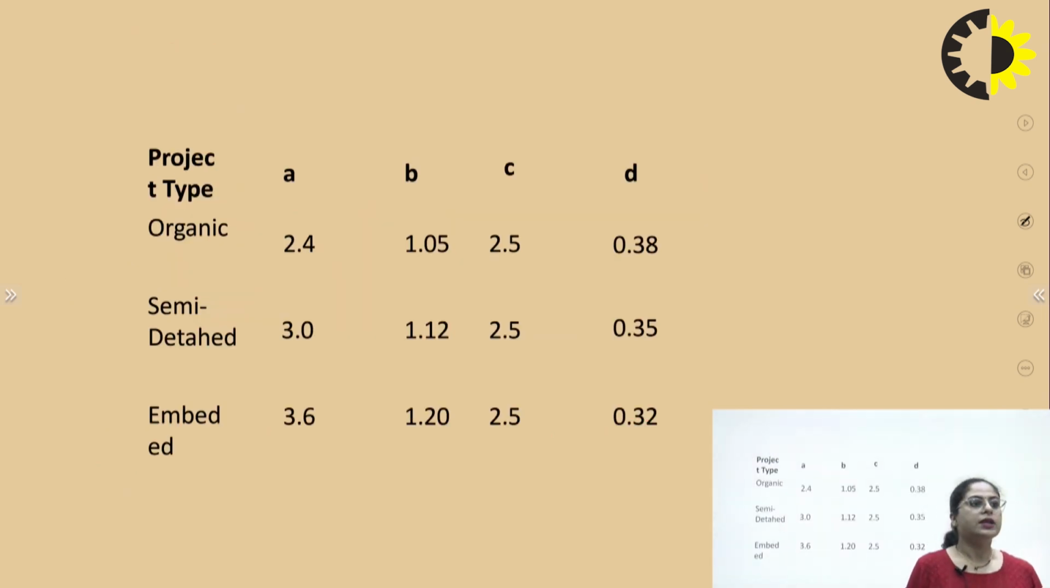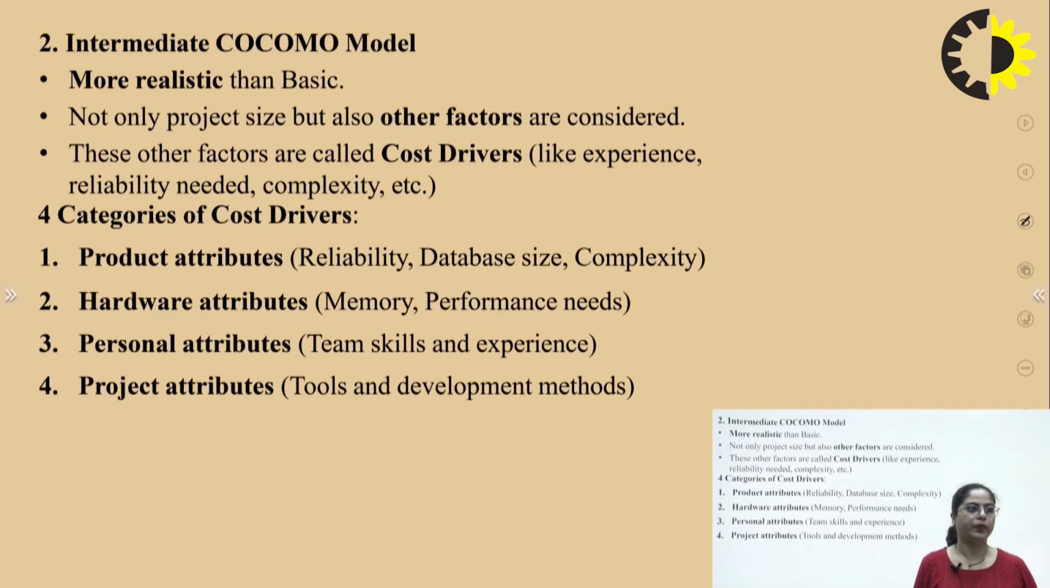This is the table we use for calculating the project size, in which the values of A, B, C, D are given for the organic mode, semi-detached mode and the embedded mode. A, B, C, D are nothing but constant values we use in our formulas to calculate effort and time.